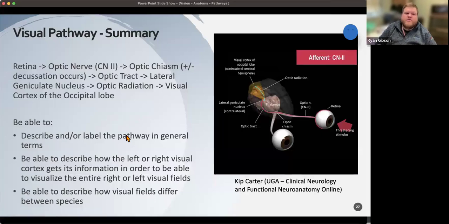So be able to kind of describe or label this pathway. How does left or right visual cortex get its information, and how do visual fields differ? Now, in humans, this is even more complicated because we can break vision down into quadrants of each eye. We're not going to get into that in veterinary species because it doesn't matter, because we can't ask them where they can see the thing moving. Like when you're doing a driver's test, you're going to get up here on the right, bottom left. You're going to have all 4 quadrants of each eye tested. It doesn't matter in dog because they can't talk.